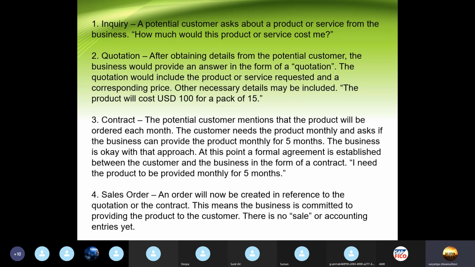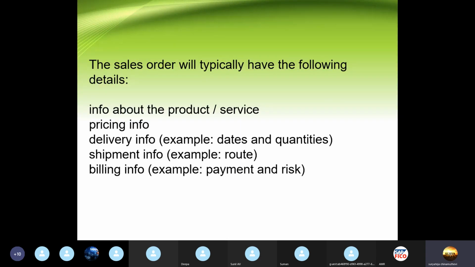An order will now be created in reference to the quotation or the contract. This means the business is committed to providing the product to the customer, with no accounting entries yet. The sales order will typically have the following details: info about the product or service, pricing information, delivery information, example dates and quantities, etc. Shipment information, example route, billing information, example payment and risk.